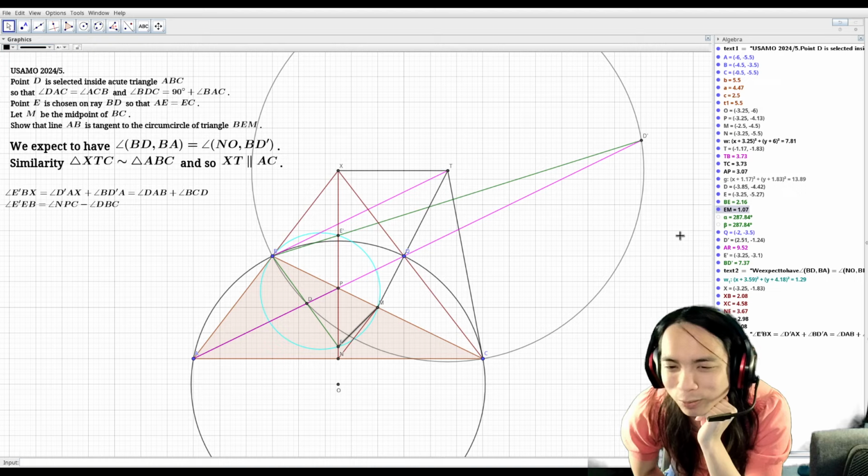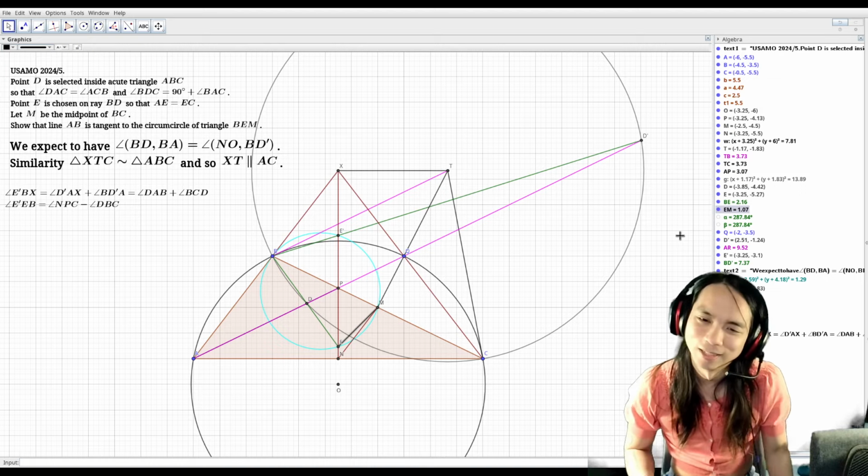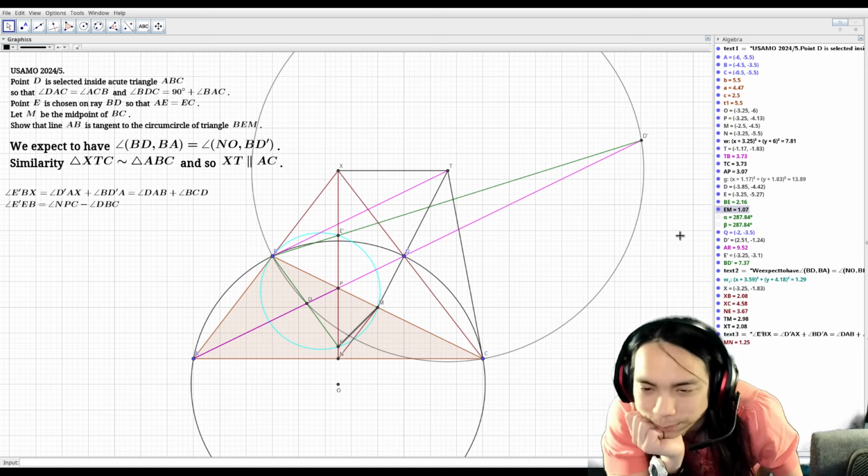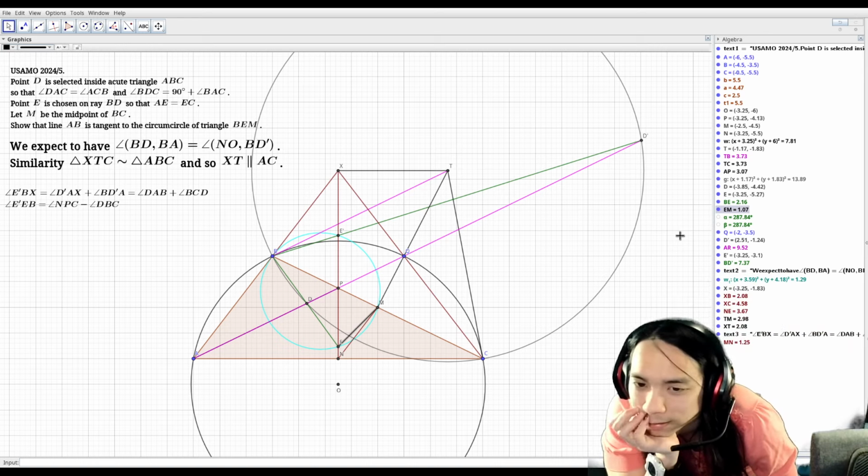But B is such a good point to project through. Like, it's just B, E prime, E... I really can't just project through P. That's sad.